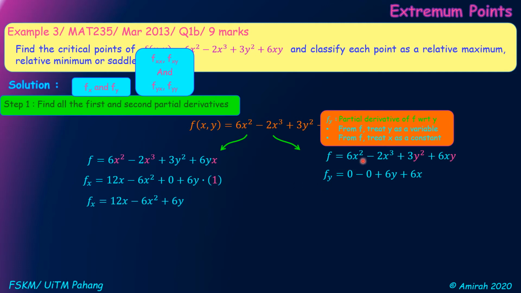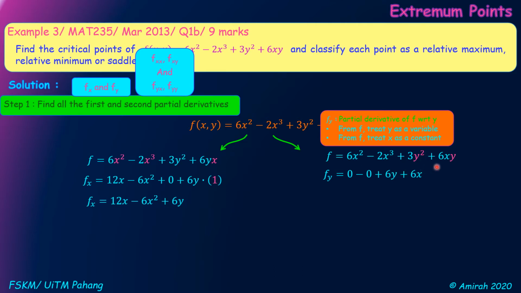When we differentiate 6x squared, x now is a constant, so x squared times 6 is also constant. When we differentiate a constant, the answer equals 0. And then minus 2x cubed, and x is a constant, so 2x cubed is also constant, and the derivative equals 0. And then we have variable y here. When we differentiate 3y squared using the power rule, we get 6y.